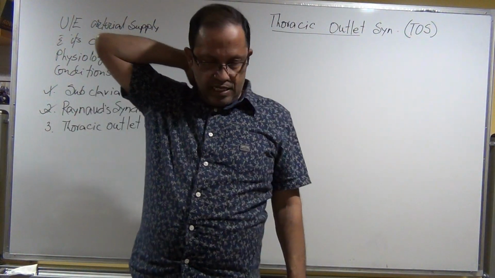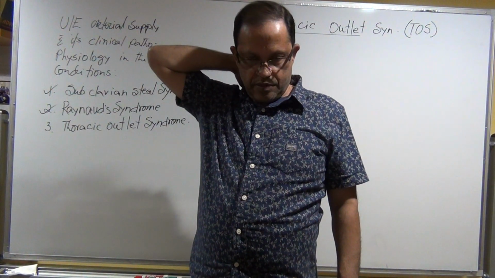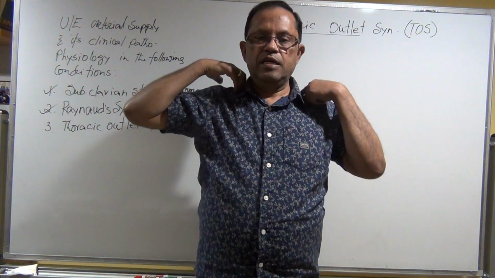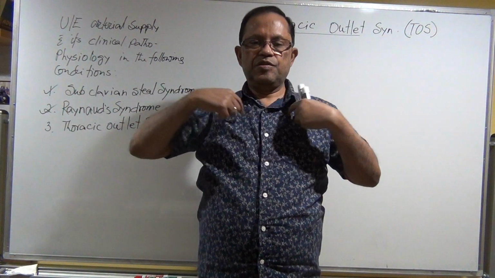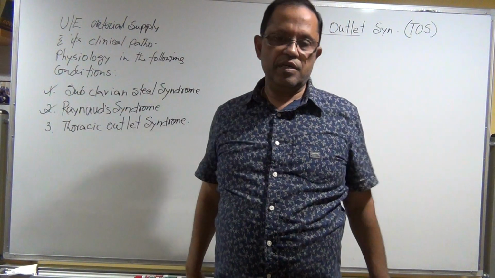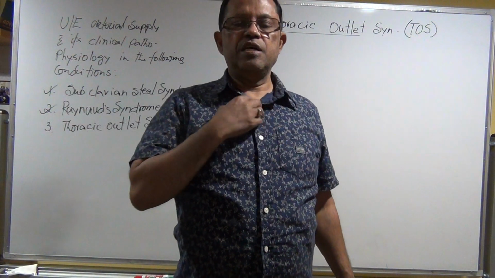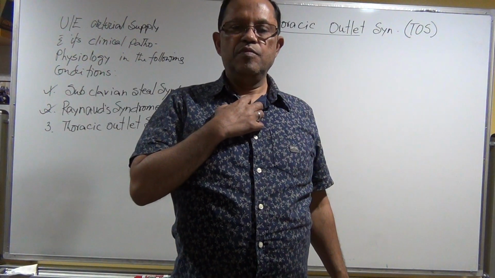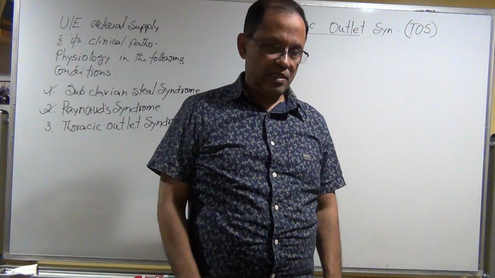Behind is the vertebra and the ribs, and anterior, the ribs are coming like this. It makes an opening. And anterior, this is the sternum, then ribs and the vertebra. So this is called thoracic outlet.